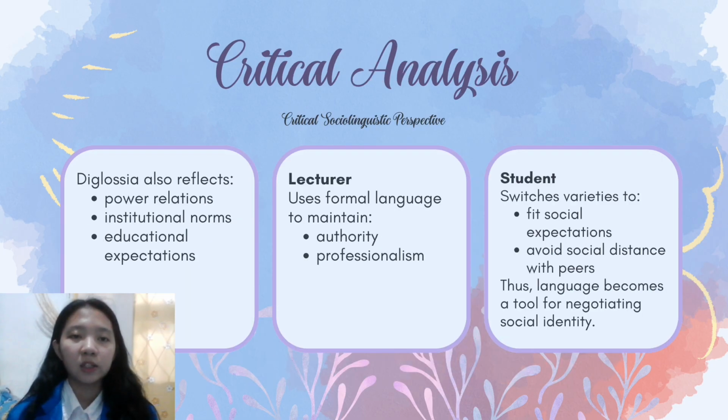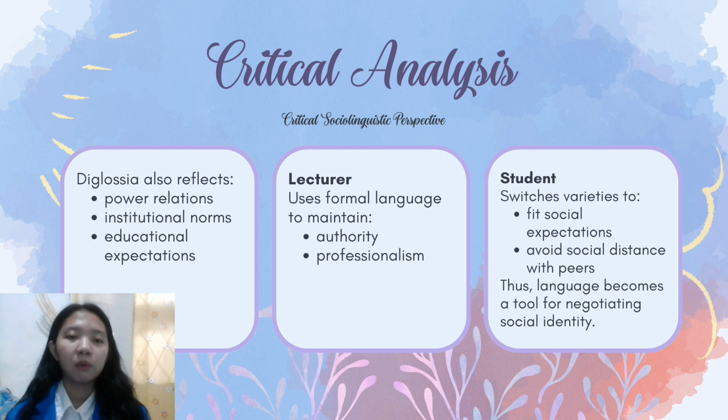And here is some critical analysis. Language variety also reflects power relations, institutional norms, and educational expectations. The lecturer uses formal language to maintain authority and professionalism. And the students switch varieties to fit social expectations and avoid social distance with peers. Thus, language becomes a tool for negotiating social identity.